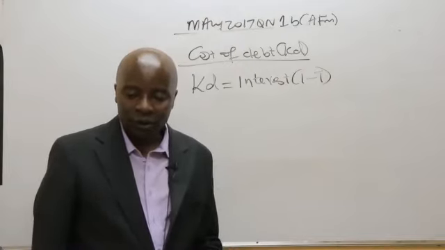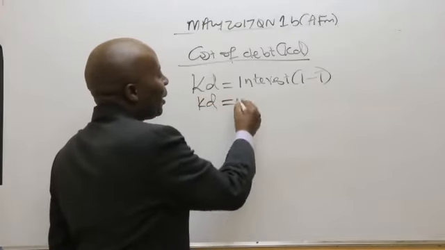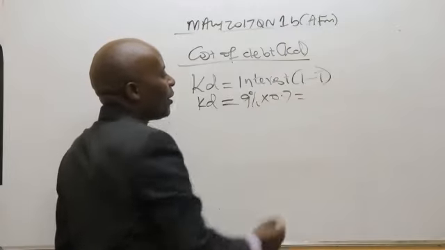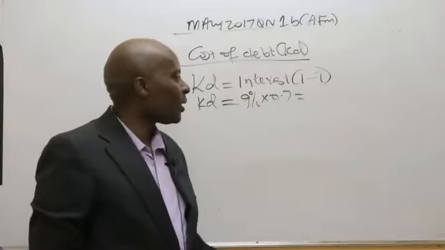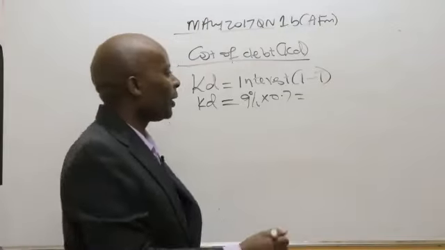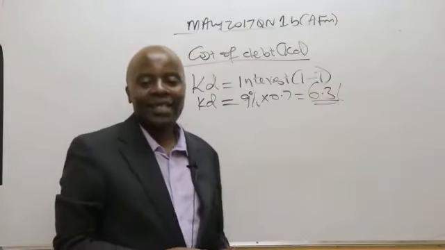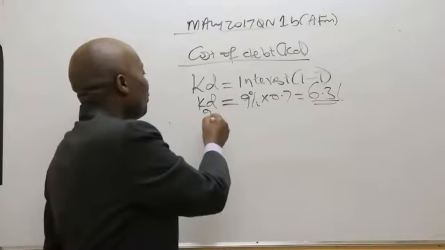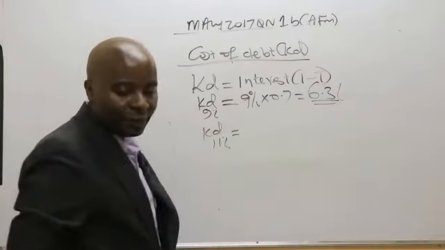So ladies and gentlemen, if that is the case, then the KD of this 9% will be the interest rate, which is 9%, times 0.7, which gives us what figure? 6.3, the same. But remember that this particular formula is not cross-cutting. There is a condition that has to be met. So could you kindly give me the KD of the 11% using the shortcut?